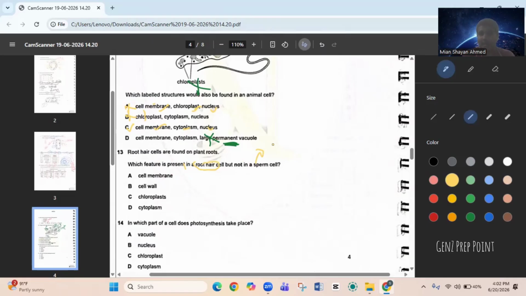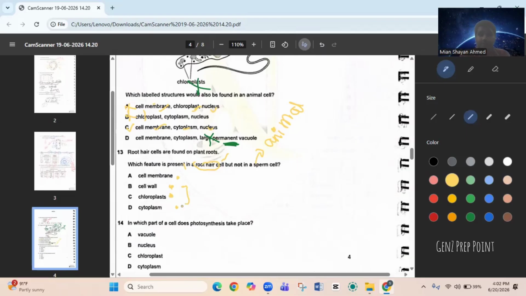A sperm cell is an animal cell. So which structure is not present in an animal cell but is present in a root cell? Animal cells don't have chloroplast. Animal cells don't have a cell wall. If you focus, there can be two answers, but we cannot take two answers.